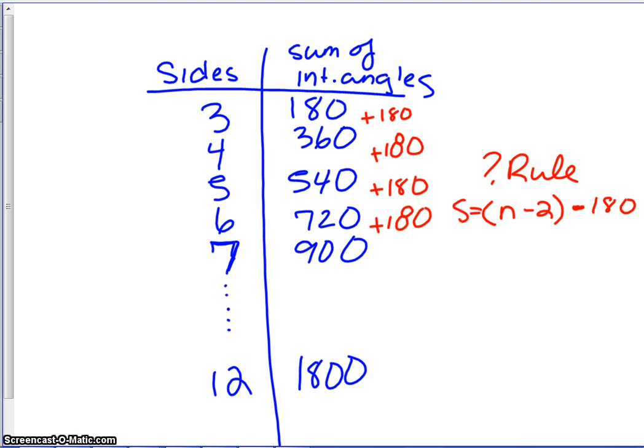So the sum of the angles equals the number of sides, subtract 2 from that, and multiply it by 180. At 3 it was 1 times 180. At 4 it was 2 times 180. At 5 it was 3 times 180. At 6 it's 4 times 180. At 7 it's 5 times 180. So at 12, we did 10 times 180.